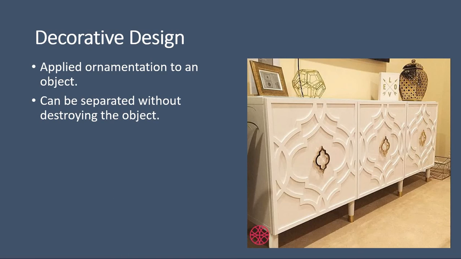Then we have decorative design. This is applied ornamentation to an object, and it can be separated without destroying the object. If you look at this dresser right here, if I were to take a pair of pliers and pry off those circular and pointed decals on the front, it's going to look ugly, but the dresser is still going to function. The drawers are still going to open and it's still going to work. That is decorative design. It can be added to a design, and it can be removed. It is not integral to the design.